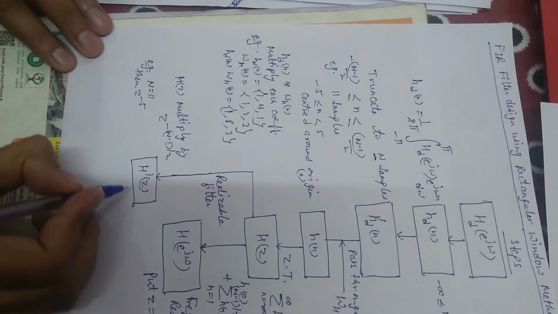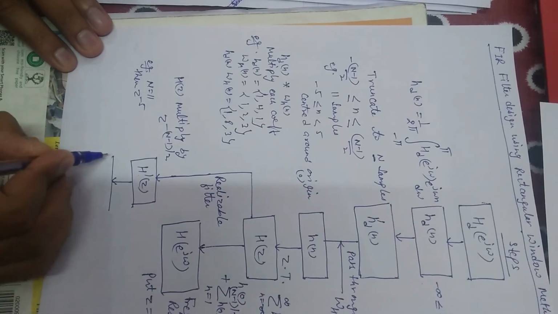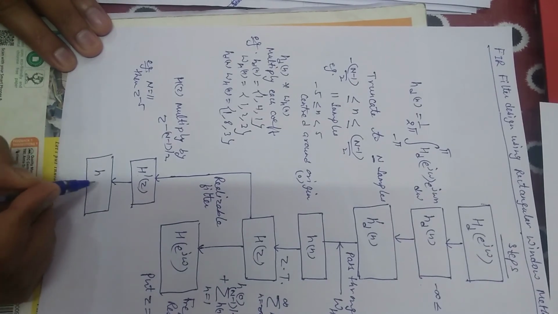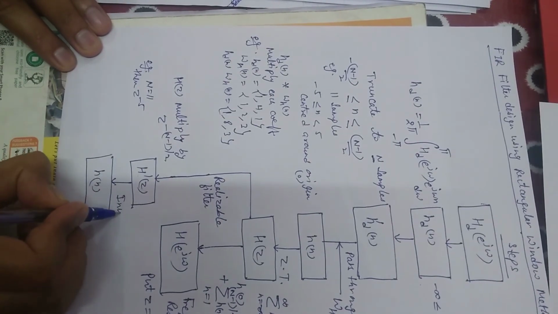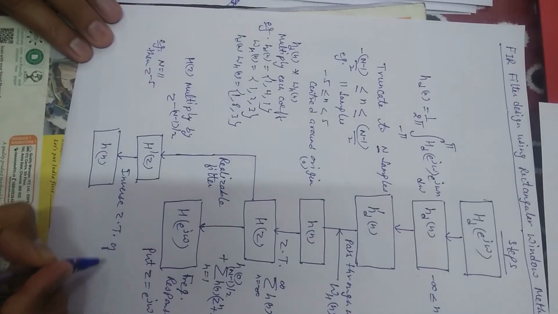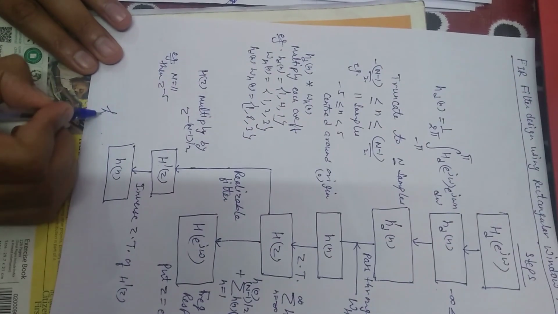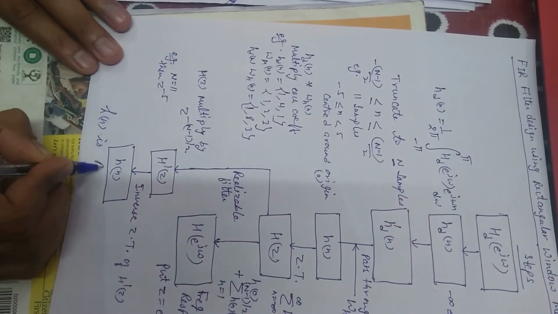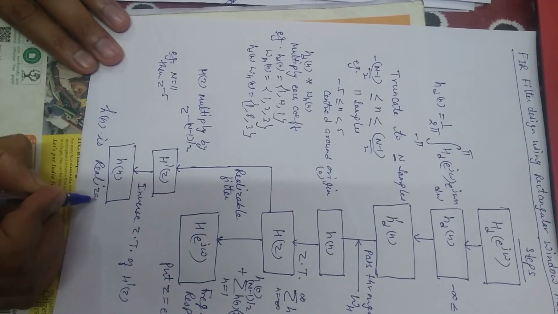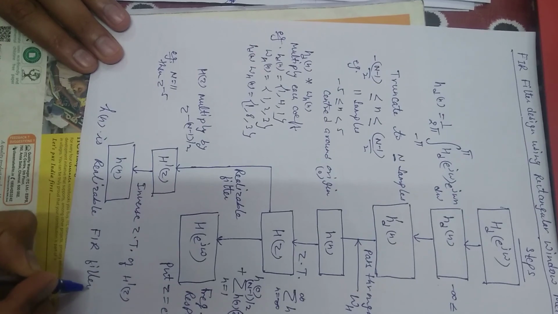Okay, and then finding this H(z), again find the inverse Z transform of this H(z), and it is the h[n], the realizable FIR filter.